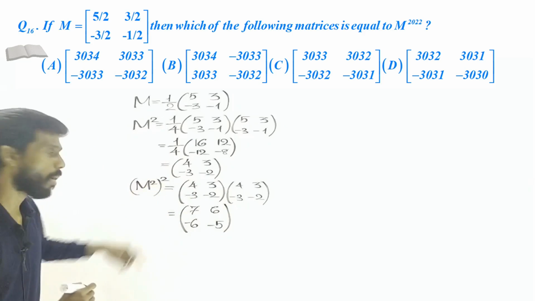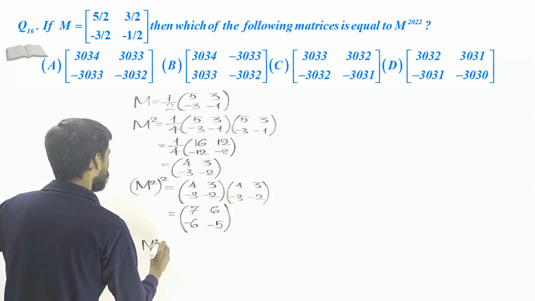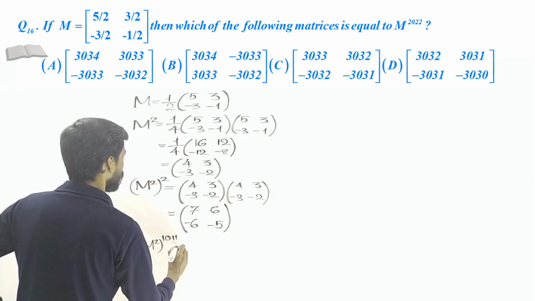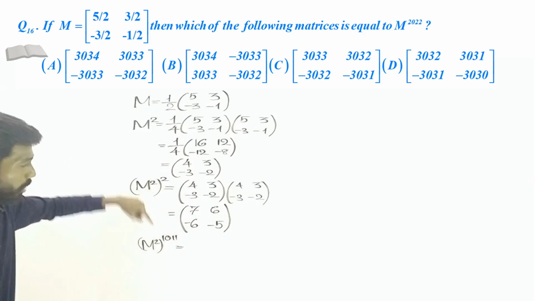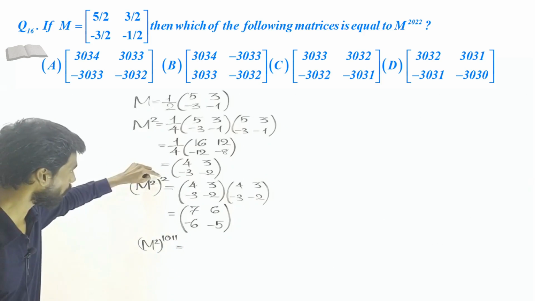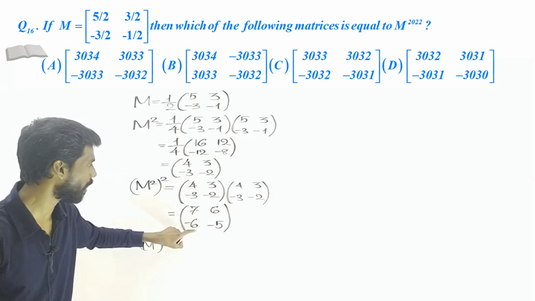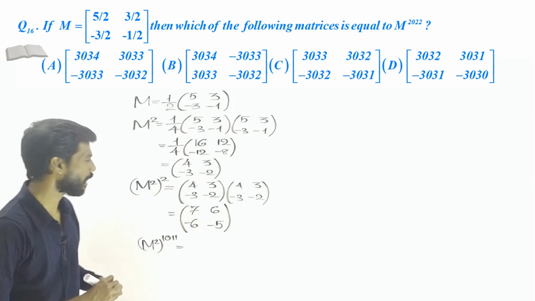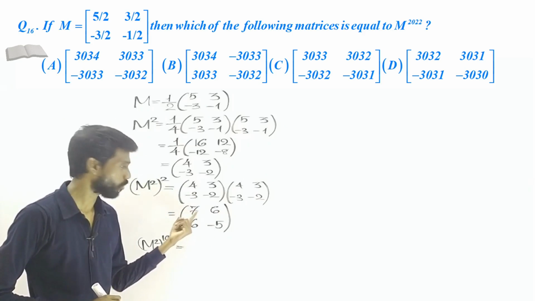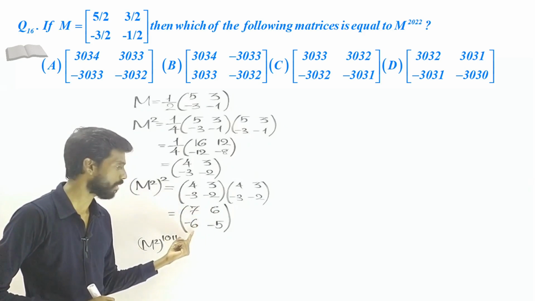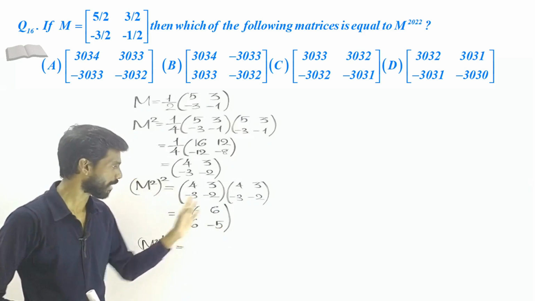So we have M squared, but what we want is M squared to the power 1011. The square power is 2, then we have 7, 6, minus 6, minus 5. One thing we can observe is this is one number, this is one less than that, and the same number with the negative sign, and this is one less than that. So like that, this is the pattern.